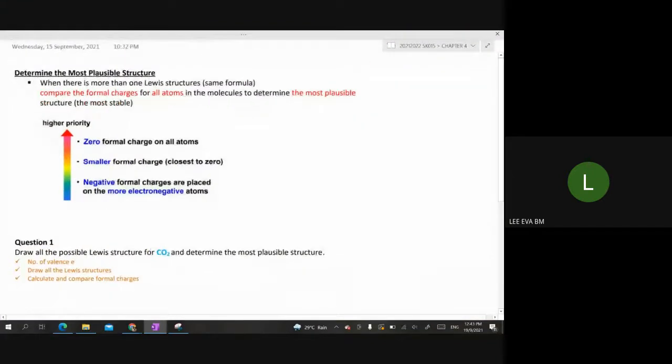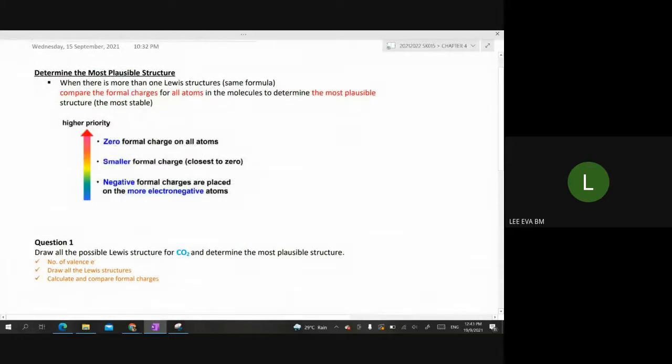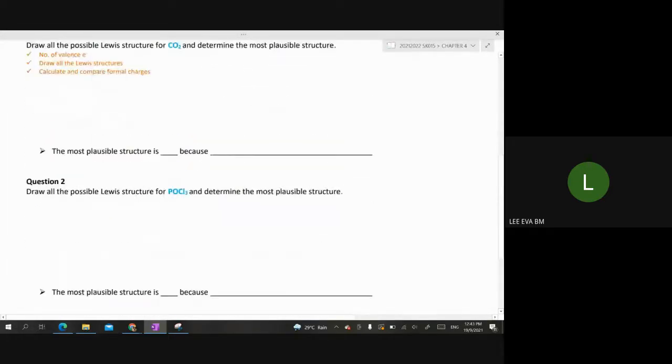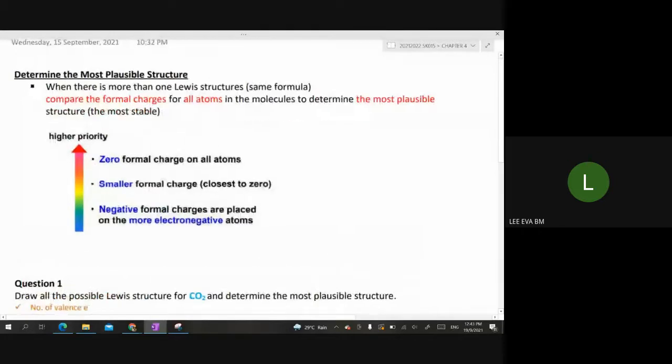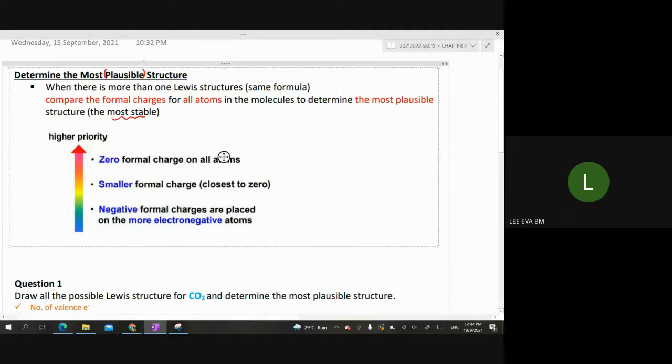Okay, so the next part, let's see what is the time now. 43. We have time. Okay, so Madam will show this one. For this topic, we use the formal charge. How are we going to apply the formal charge to determine the most plausible structure? Most plausible means which one is the most stable, the most possible, the most preferable structure.